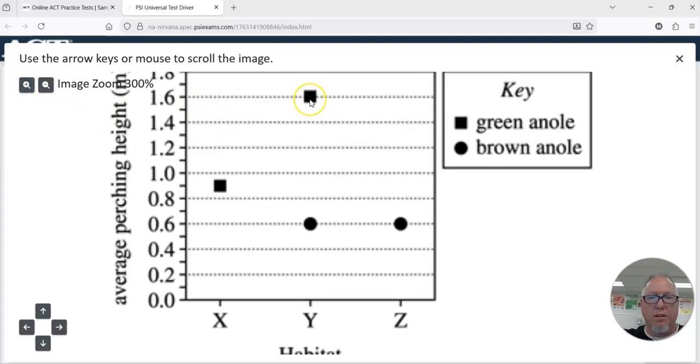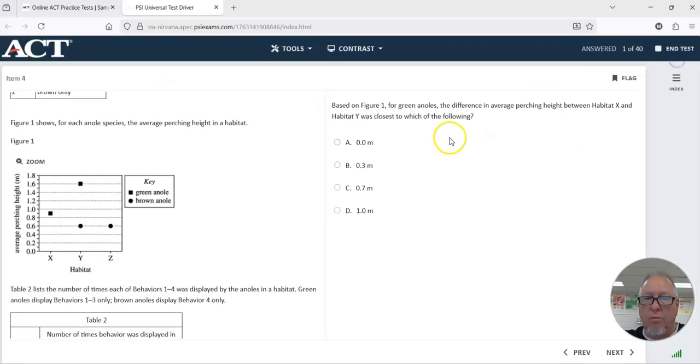It goes from 1.6 down to 0.9. So the difference in perching height from 1.6 down to 0.9 is 0.7. All you'd have to do is subtract the two numbers. You can use scratch paper, so if you want to, you could write that down on scratch paper and do that level of math on the scratch paper, and you'd be good.